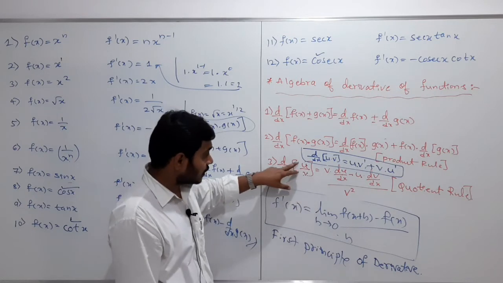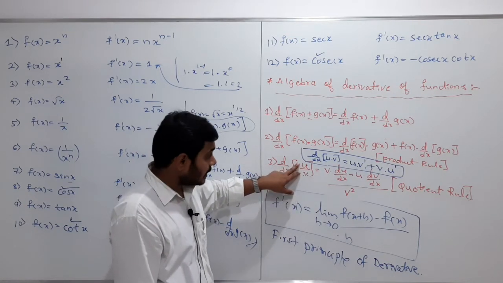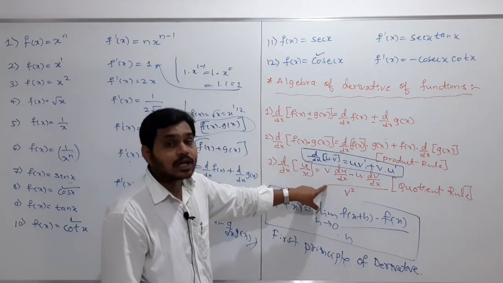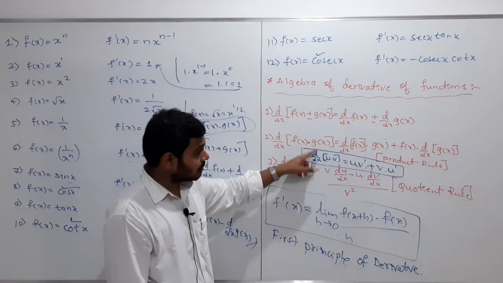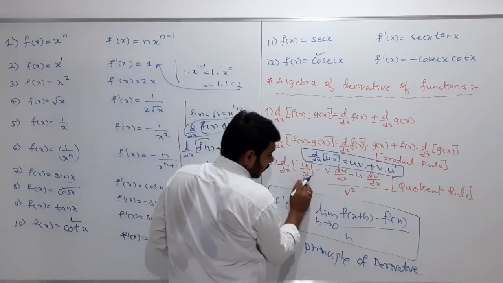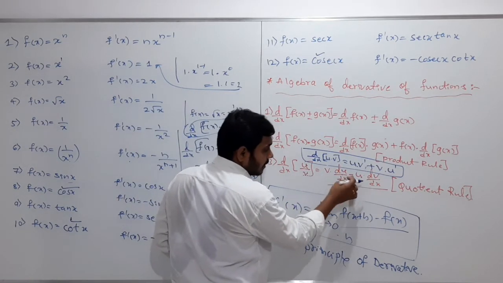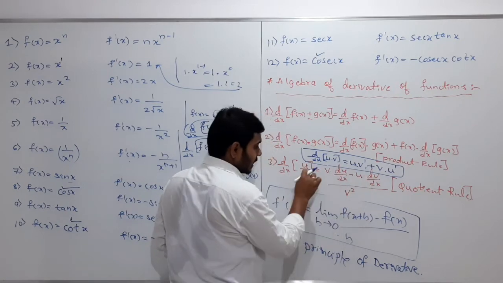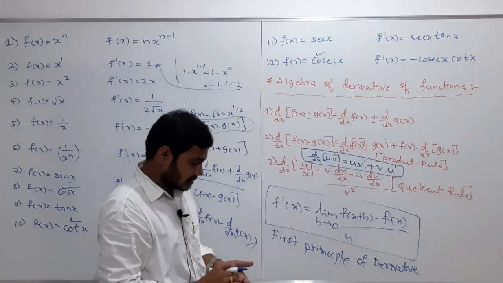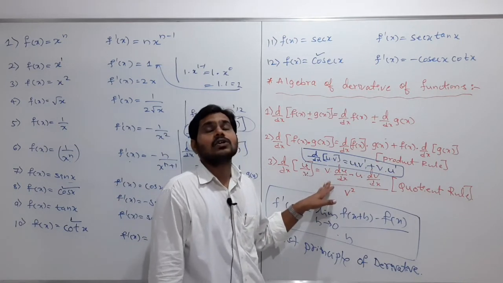If you have two functions in the form u by v and you want to calculate the derivative, you should use the quotient rule. You should remember all this. Clear? So what is the quotient rule? Denominator v into derivative of numerator, minus numerator as it is into derivative of the denominator, whole divided by denominator whole square. So this we can call the quotient rule.